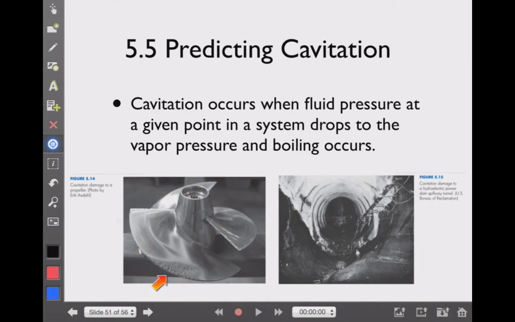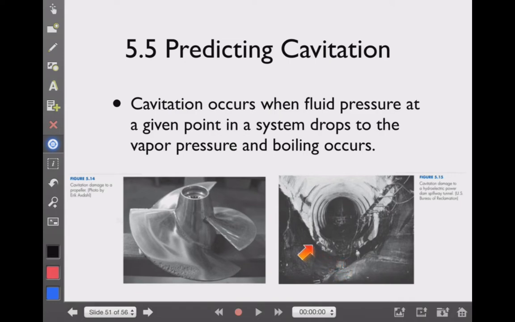And if the pressure is reduced, we get boiling, or we're reaching the vapor pressure, and so the fluid is basically starting to vaporize, and it creates bubbles. And when the pressure rises again and those bubbles collapse, they create very high velocity jets, which can damage materials.